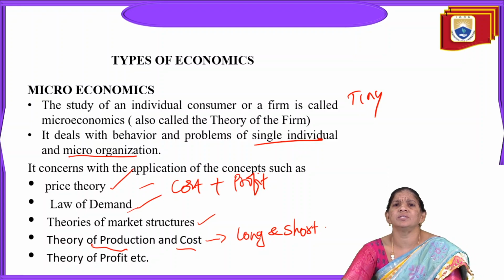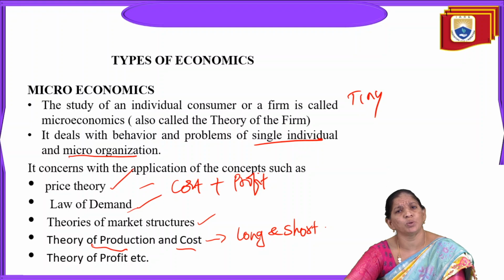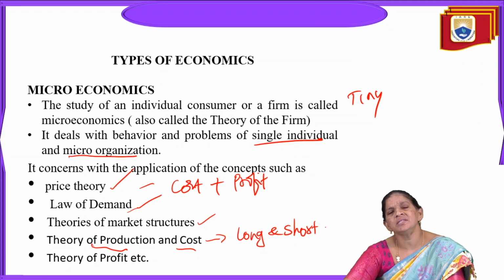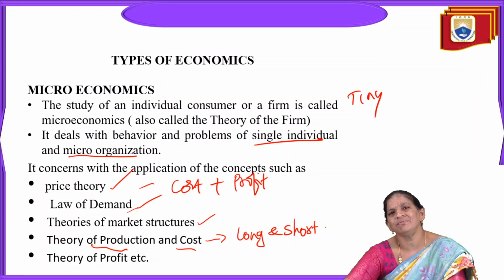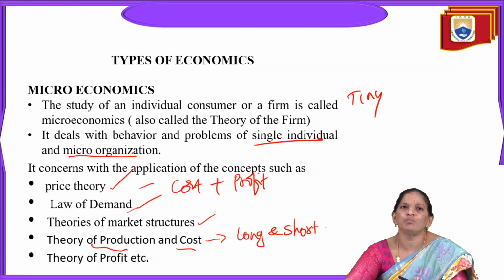So it's also related to an individual organization or an individual firm. And the next one comes under the theory of profits. Here the primary motive of every organization is to earn profits. As an individual firm or organization, we have to identify what rate of profits we are getting.